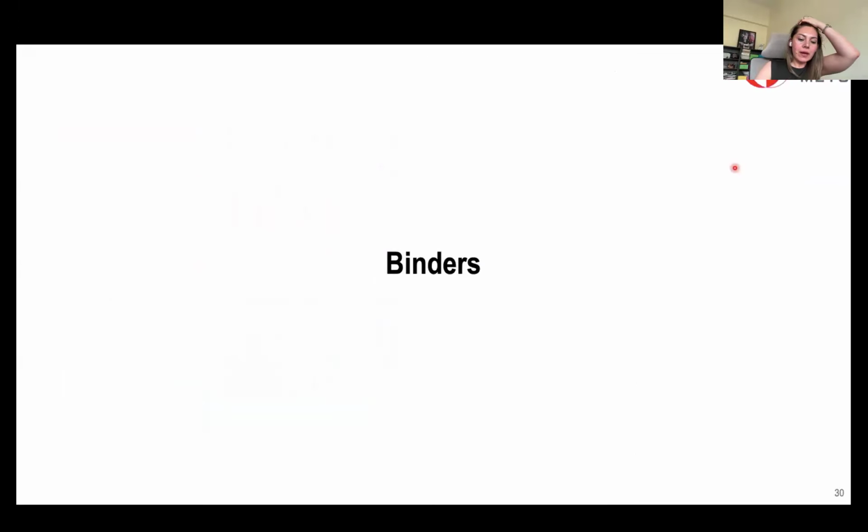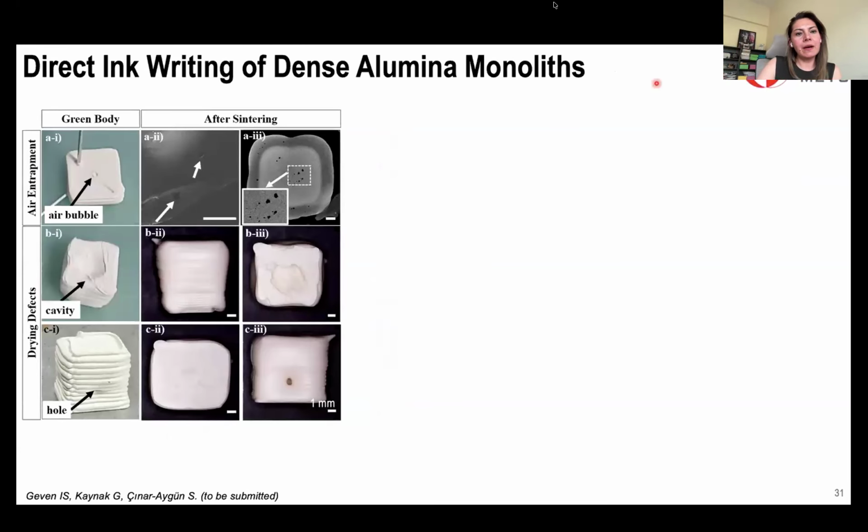Okay, if we are working with slip casting, most of the time we do not use binders, and just dispersants are enough. But if we are working with extrusion or direct ink writing, in those cases we need to use binders. So here, these are the samples that we produced with direct ink writing of alumina monoliths.